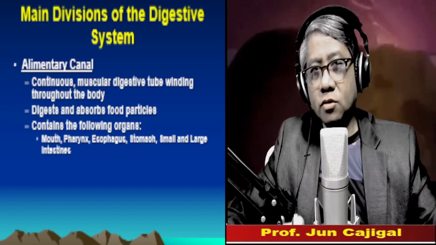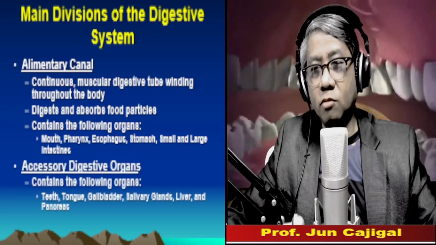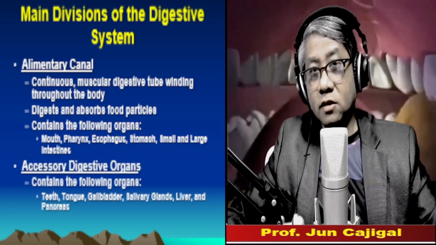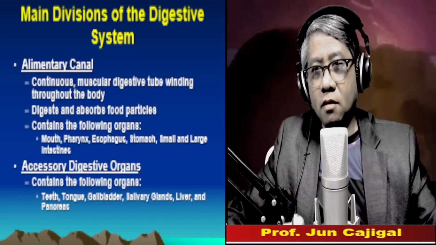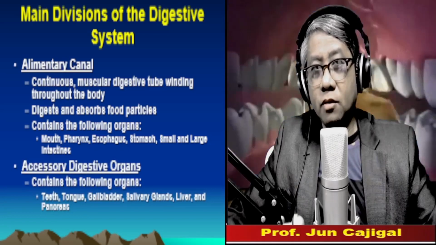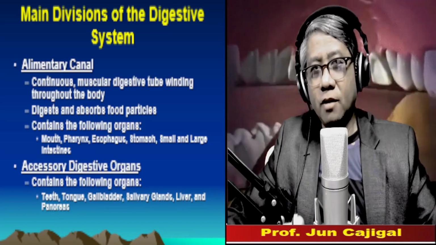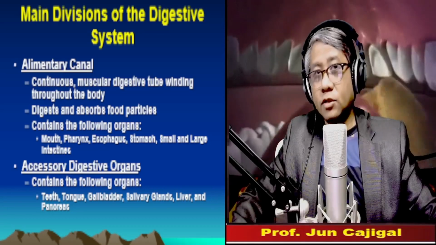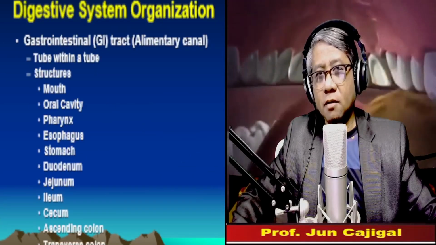Then the second division of the digestive system is the accessory digestive organs. The accessory digestive organs are the following: the teeth, the tongue, the gallbladder, the salivary glands, liver, and pancreas. Now let's go into the details of the alimentary canal.